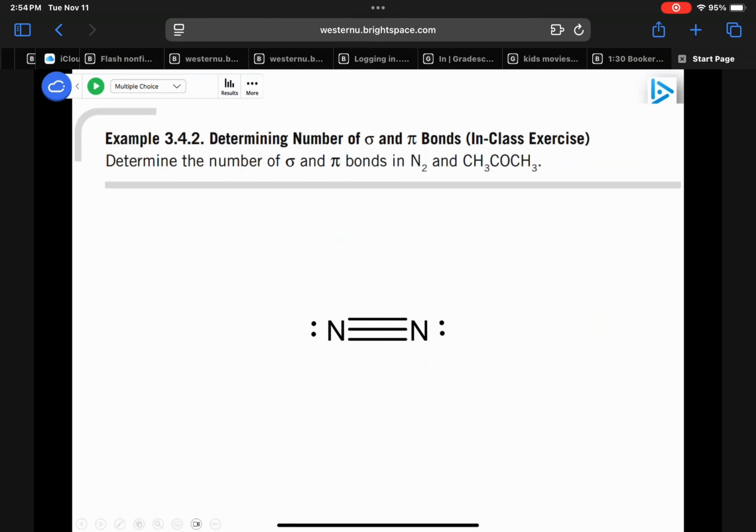Okay, so let's do some examples now. We want to determine the number of sigma and pi bonds in nitrogen. That's where we're going to start here. So first step is to draw the Lewis structure. We've already covered that, so I have simply provided it for you.